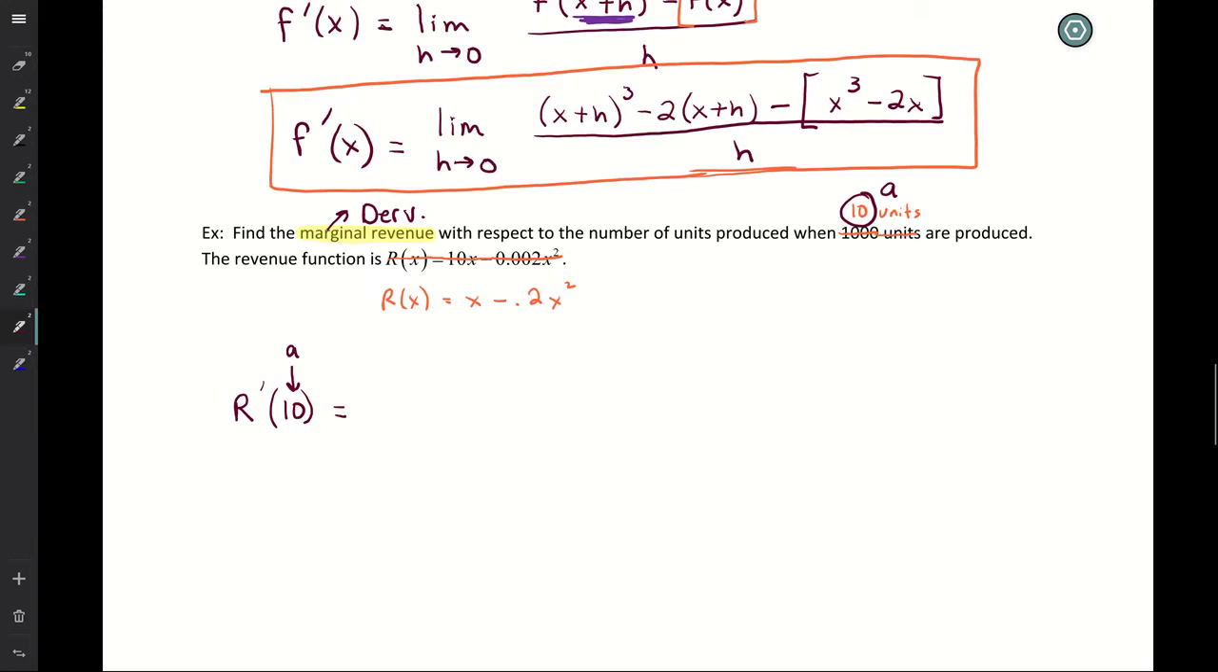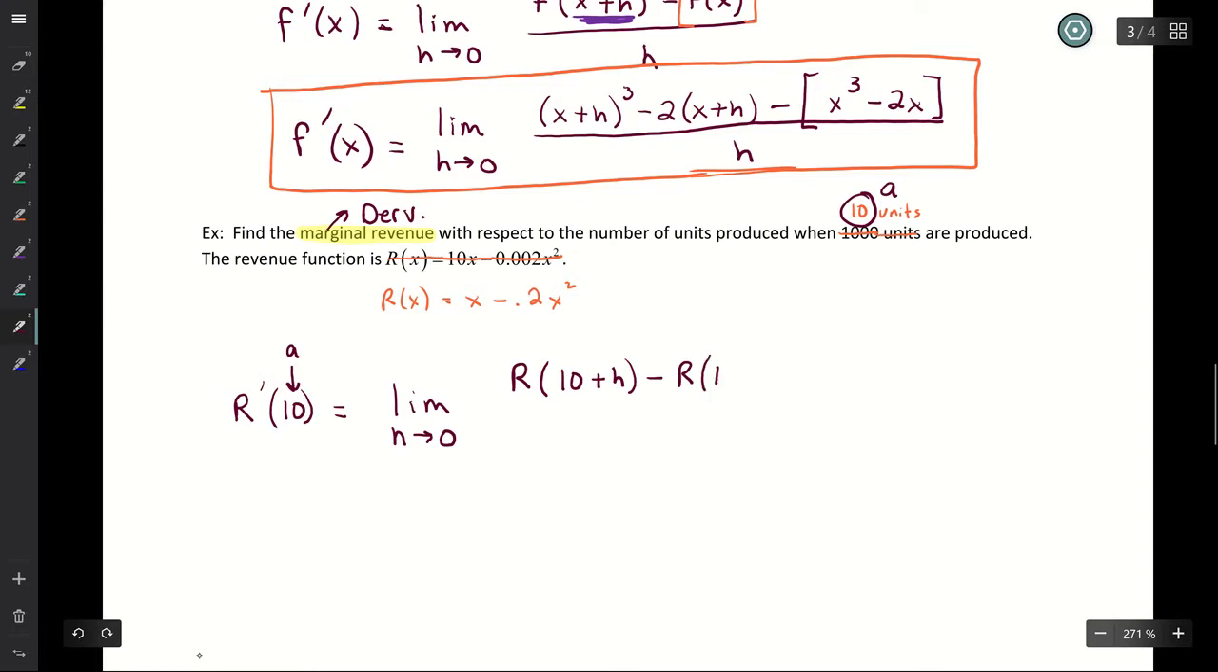Okay, so on here, R prime of 10, we were going to use our definition. So it's going to start with limit as h goes to 0. And then our definition would be R of A plus H. In this case, what is A? A is 10. So we say 10 plus H. And then minus R, and then in the formula, it's R of A. So we know what A is, so R of 10. And then all over H.